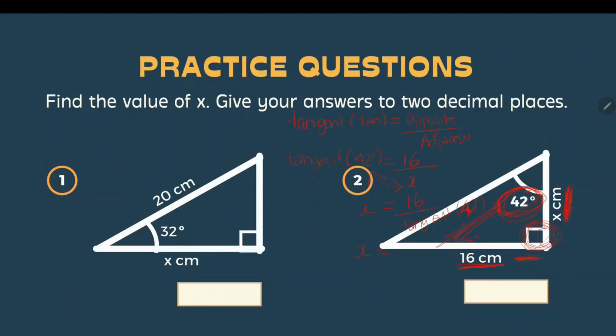Write down your answers in the comments below. Your answer will be 17.77 centimeters. Remember, always include your unit of measurement. So therefore, adjacent equals 17.77 centimeters.